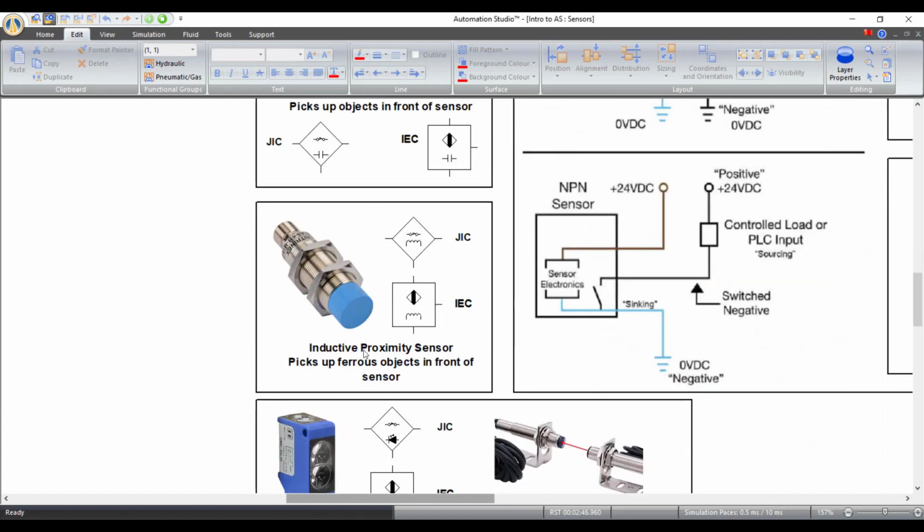The next one we have here are inductive proximity sensors. These pick up ferrous materials, so metals, right? You can see these on some of our robot labs that we have when we're doing a metal test. These are the symbols for them, for JIC and then IEC.